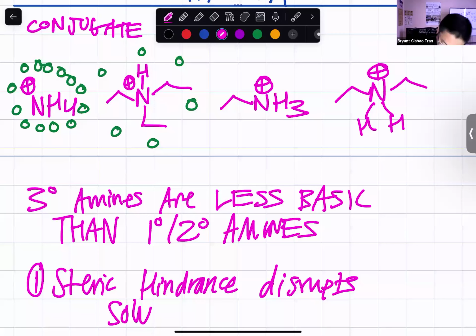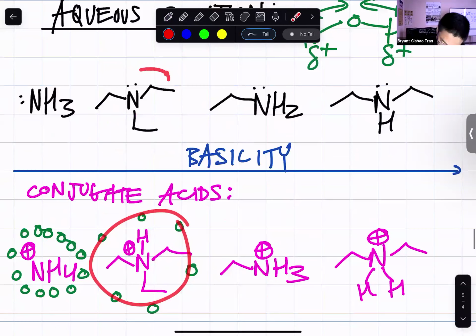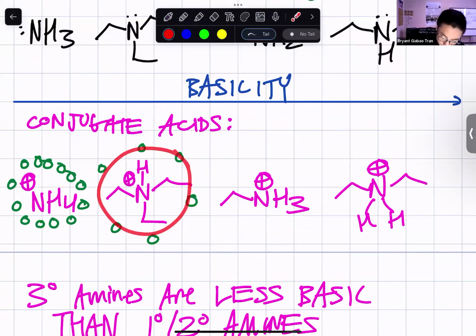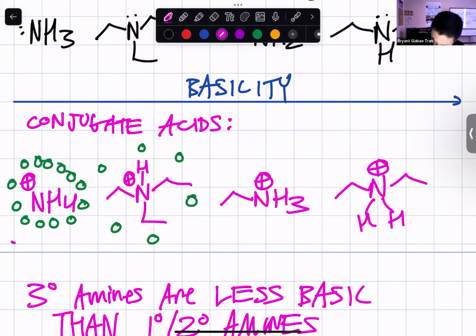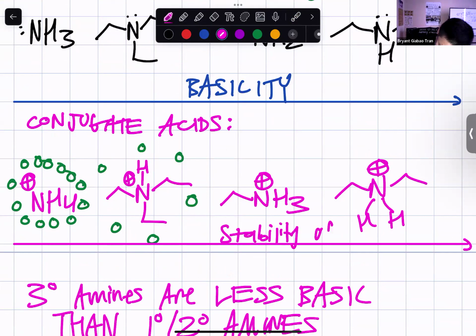Right? And if there's a weaker solvent shell, then this positive charge is less stable. And if this is a less stable conjugate acid, it means that it is a weaker base. The reason why the tertiary ammonium ion is more stable than the ammonia is because of the R groups. Right? The R groups are donating electrons into the positive charge, making it stabilized. So this right here is the increasing order of stability of conjugate acids.